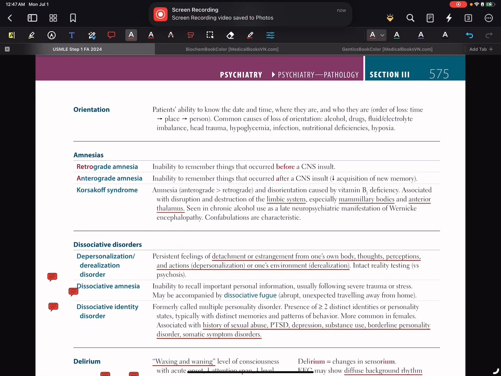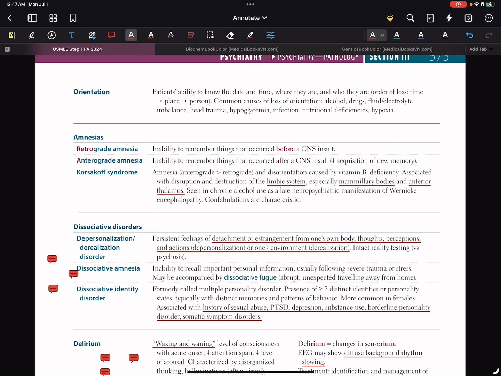Orientation: the patient's ability to know the date and time, where they are, and who they are. Holder of loss: time, place, person. Okay. Common causes of loss of orientation are alcohol, drugs, fluid and electrolyte imbalance, trauma, hypoglycemia, infection, nutritional deficiency, psychosis.